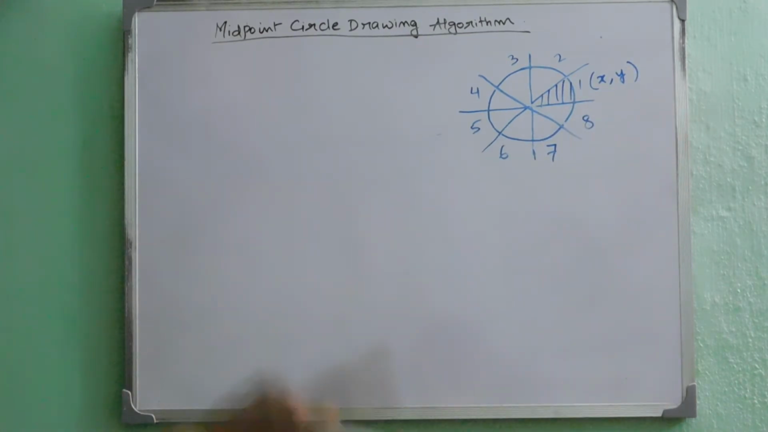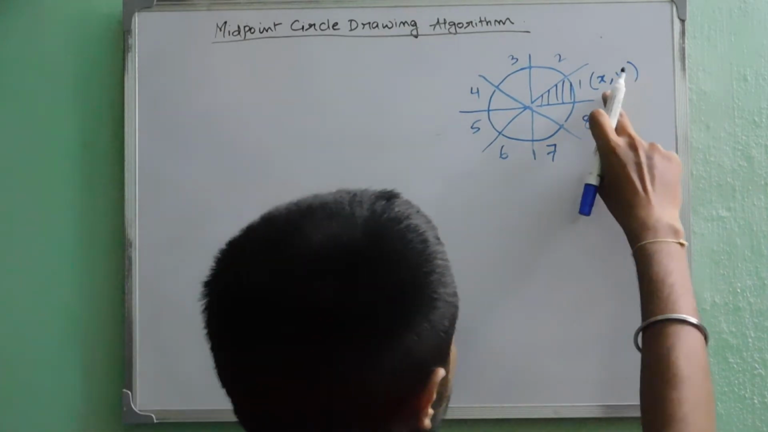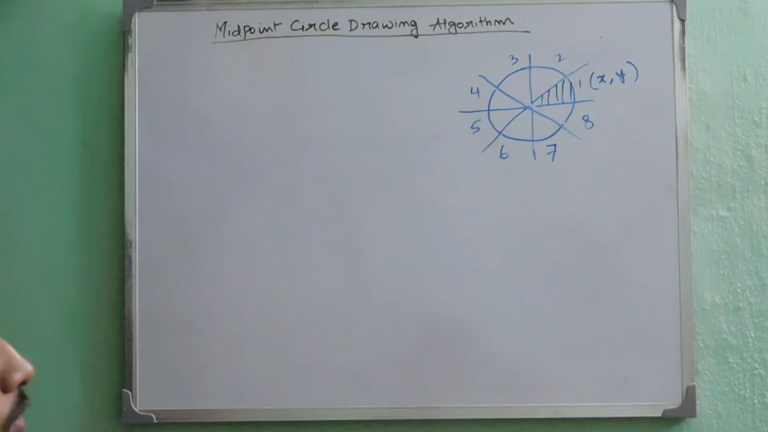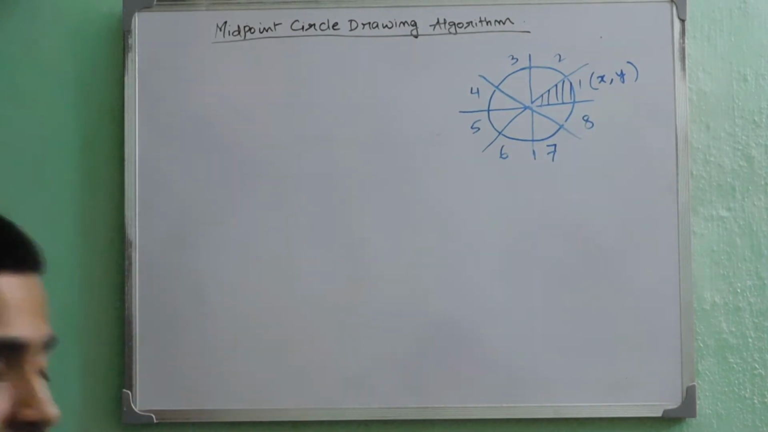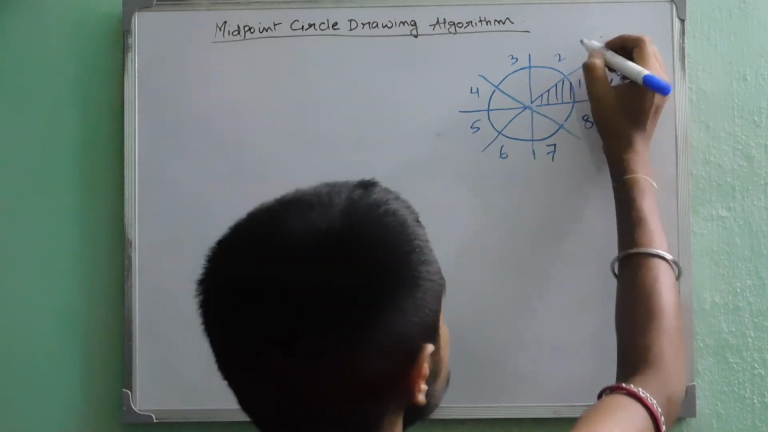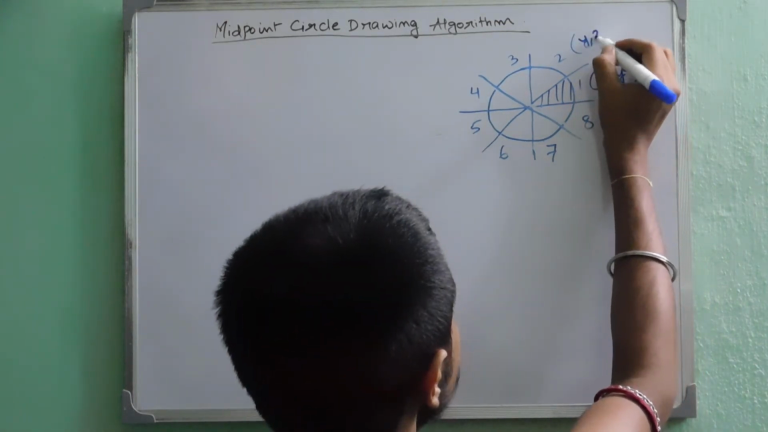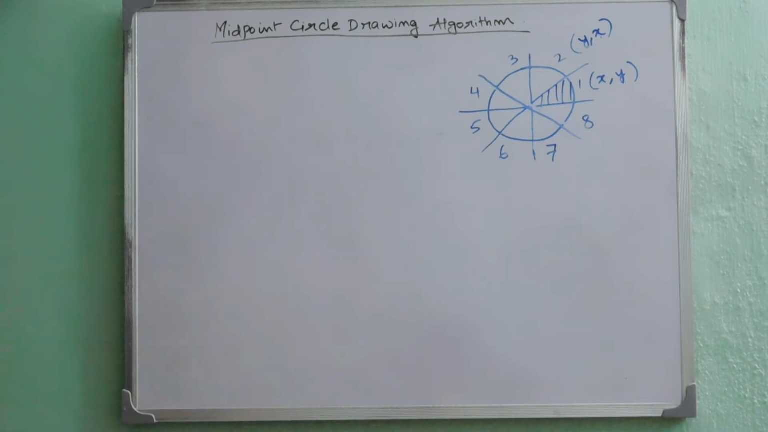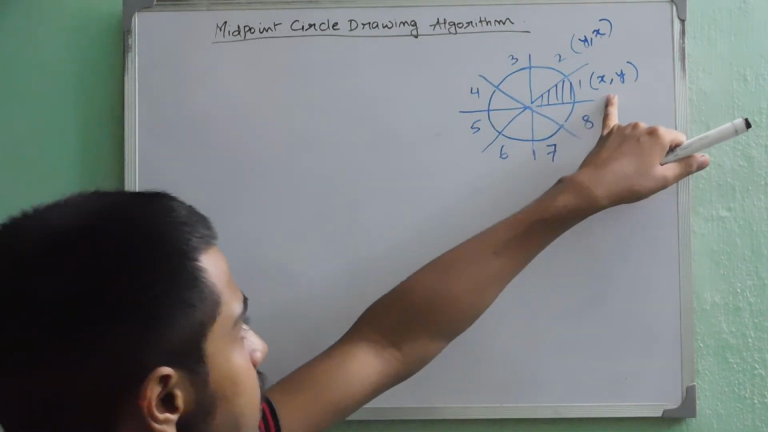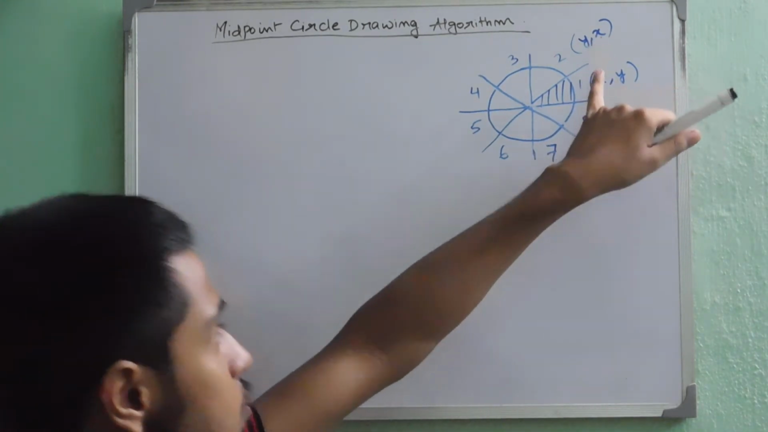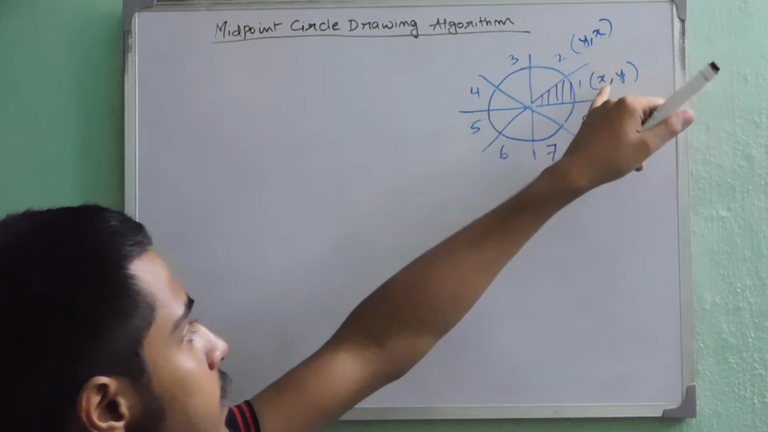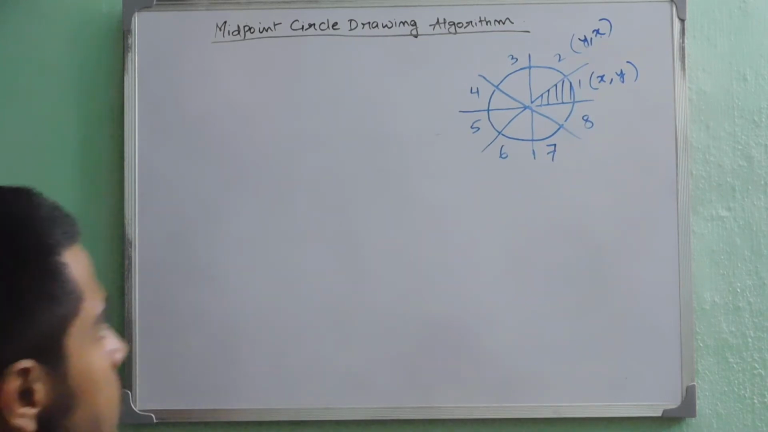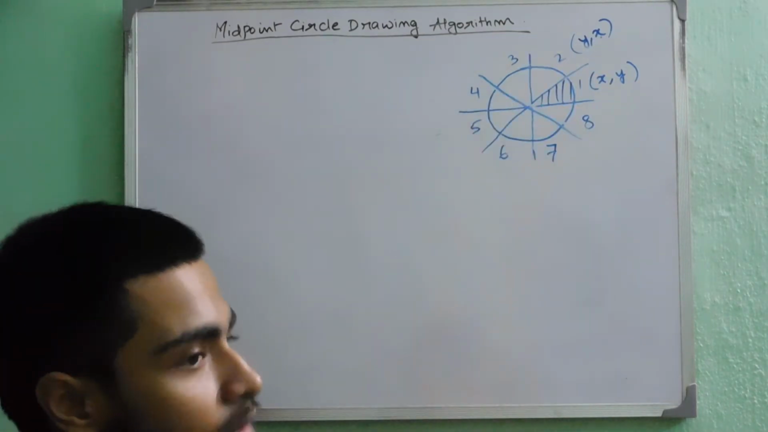Now the rest of the octants, finding the points is very easy. The points we have found till now are in the form of x y. For the second octant, these points will just be reversed, that is, it will become y comma x. That is, the x coordinate will be swapped into the y coordinate, and the y coordinate will be swapped into the x coordinate. So that will become the points for the second octant.